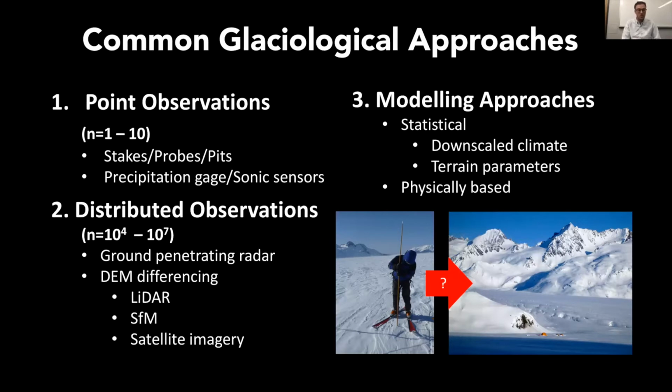In the last couple of decades, there's been an increase in the number of distributed observations. This really increases our sample size very significantly, but that doesn't come without additional issues in the implementation of these techniques. So I'll touch on these different techniques listed there. And then lastly, a variety of different modeling approaches, whether these are downscaling of regional climate models, or using terrain parameters to extrapolate point observations of snow water equivalent out, and then occasionally the implementation of a physically based model, but very much dependent on available meteorological data.